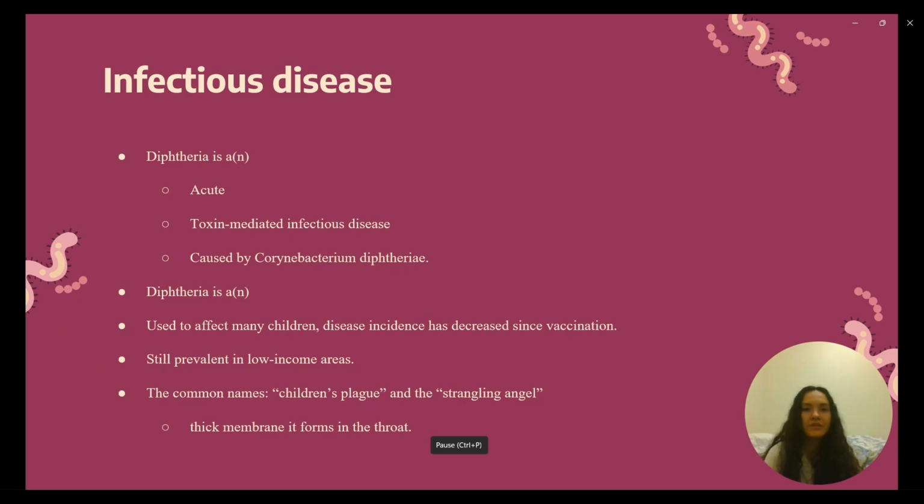Diphtheria is an acute toxin-mediated infectious disease caused by Corynebacterium diphtheriae. It was first described by Hippocrates in the 5th century BCE. Although it used to take the lives of many children, the rates have gone down due to vaccination. There are still some cases in low-income areas. The common names for diphtheria are the children's plague and the strangling angel, due to the thick membrane it forms in the throat.